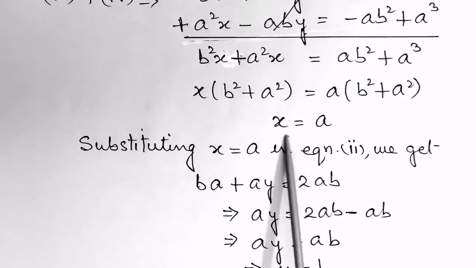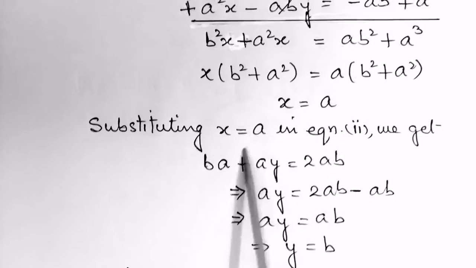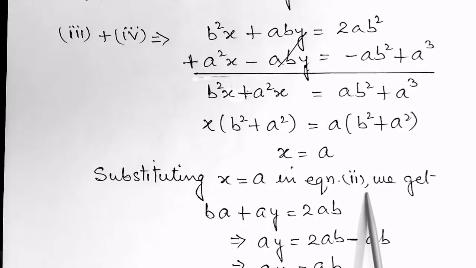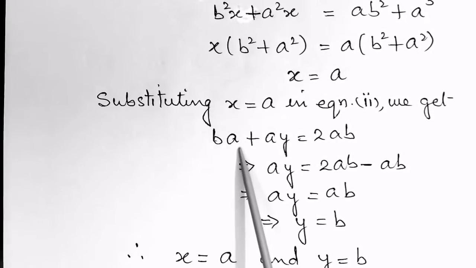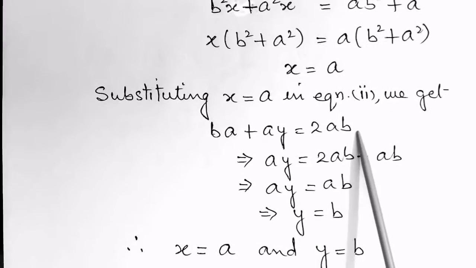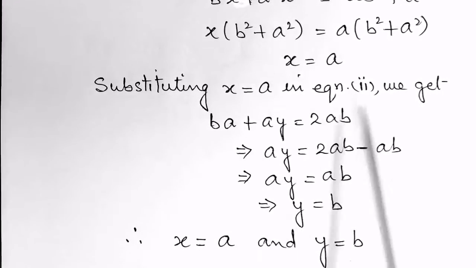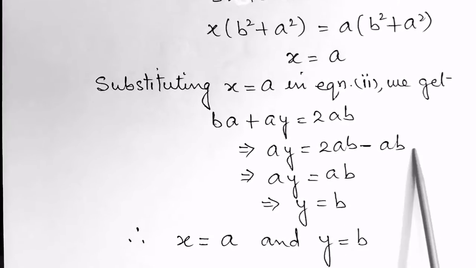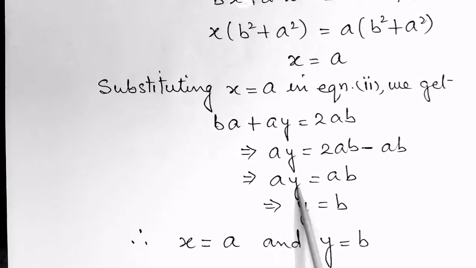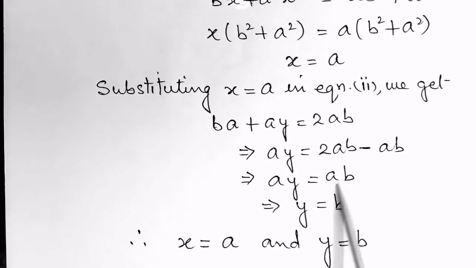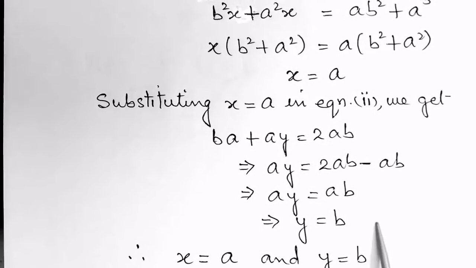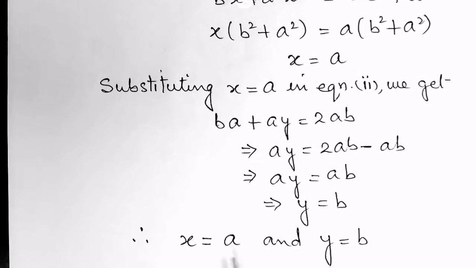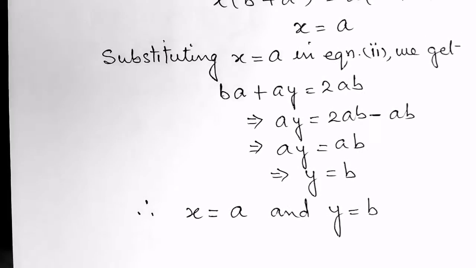Now substituting this value of x in equation 2, right? So we have bx we were having, so b into a plus ay is equal to 2ab. Transpose this ab to that side, so ay is equal to 2ab minus ab, or ay is equal to ab. 2ab minus ab will be ab. Again a gets cancelled, so you're left with y is equal to b. Therefore x is equal to a and y is equal to b.